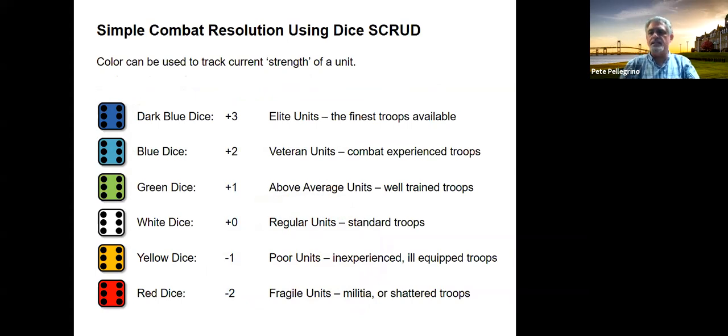In this case, the standard structure runs from +3 to -2, meaning that whatever I roll, I'm going to add 3 to, all the way down to whatever I roll, I'm going to subtract 2 from.